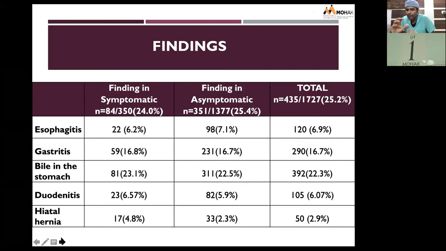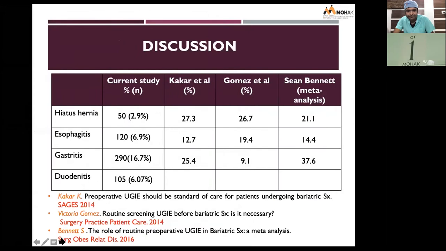So this is one of the most common findings we see in both sets of patients, symptomatic and asymptomatic. The bile is there in the stomach, and that might be inconsequential. We don't know. The duodenitis in 82 and the hiatus hernia in 33. So these are the findings which we had. We compared these findings with the existing set of studies. I think the same thing was reflected.